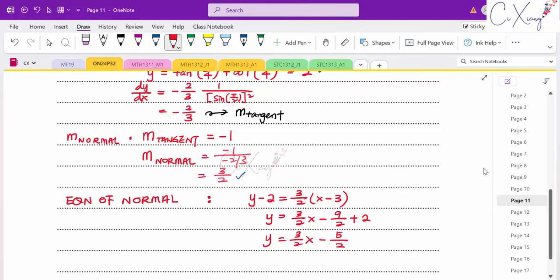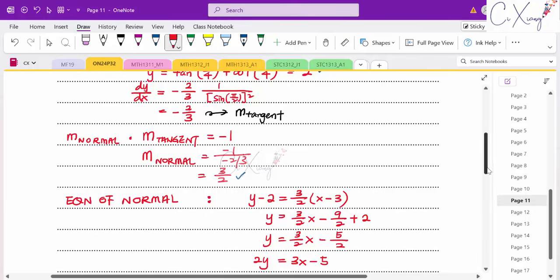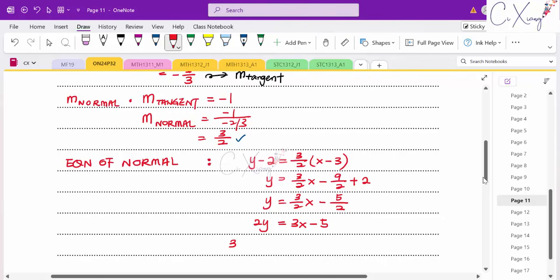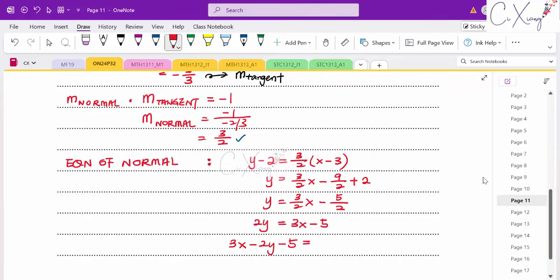But they ask us to put our answer in a certain form. So I get rid of the denominator by multiplying the 2 along the whole equation here. Then after that I rephrase everything to the right. So I'm having this one. Alright, so basically this is how we actually get the answer for question number 7.